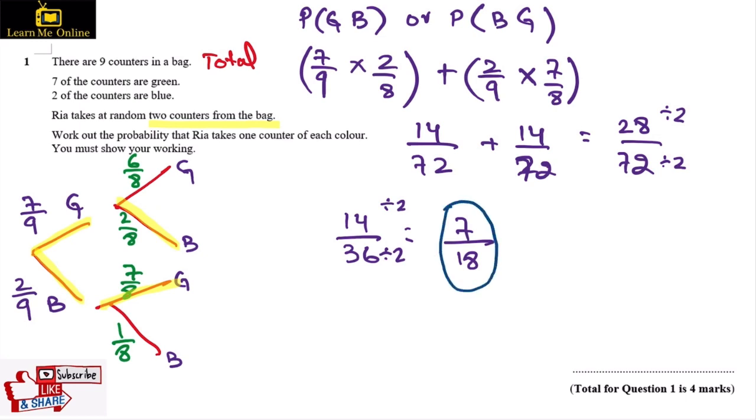Remember that, as I said, in the brackets they always give the total marks. So the question we just did is 4 marks, and 7/18 is the final answer for it.